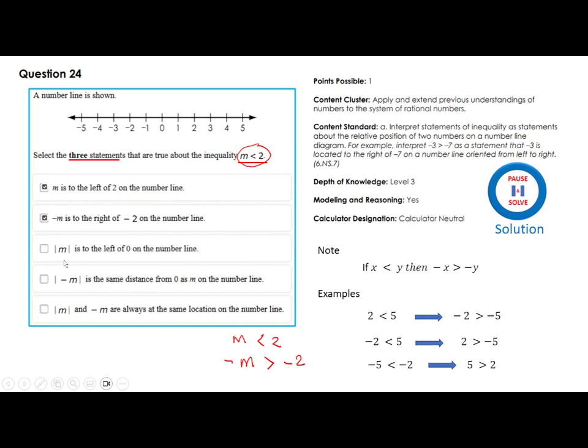Absolute value of m is to the left of 0. Absolute value is always positive. It can't be to the left of 0. This is always positive, okay? Or 0. It can't be to the left of 0. The absolute value of negative m is the same distance from 0 as m. Absolute value of m and negative m are always at the same location on the number line. This is not correct because this is a positive number and this could be a negative number, okay? M can be positive between 0 and 2.